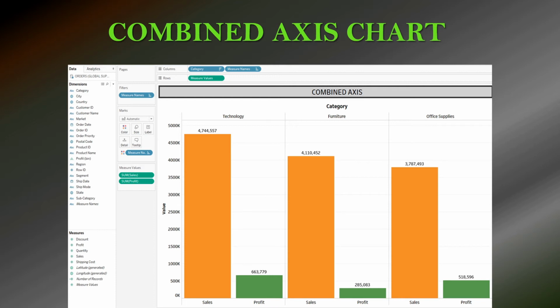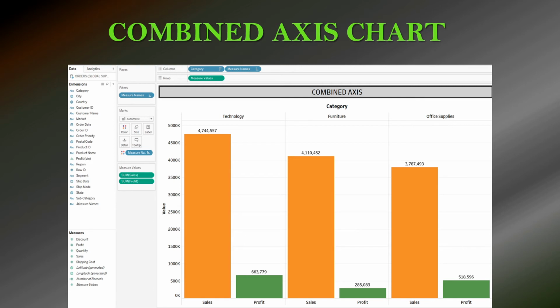Further, we have the combined axis chart, which is the other type of combined measures chart, where we can compare multiple measures together on the same view. Here in this chart, you can clearly visualize that the orange bar represents sales and the green bar represents profit. It is easily visualized that technology has the highest sales and profit, whereas furniture has the second highest sales but the least profit. So it clearly concludes that furniture is taking the company toward loss.